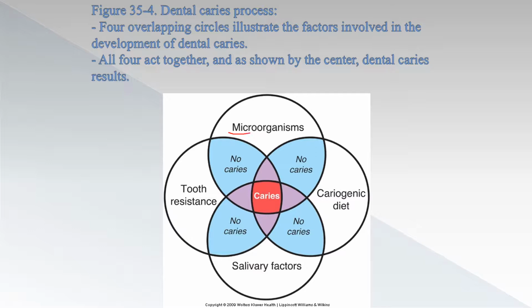for caries to happen. You need the microorganisms, you need a cariogenic diet, or a diet high in carbohydrates and sugars. You need salivary factors. We're going to talk a little bit about that, but xerostomia is one example of a salivary factor that we would have here. And then we need tooth resistance. So think of fluoride. Fluoride helps with this component and builds up that resistance to these other 3 factors.